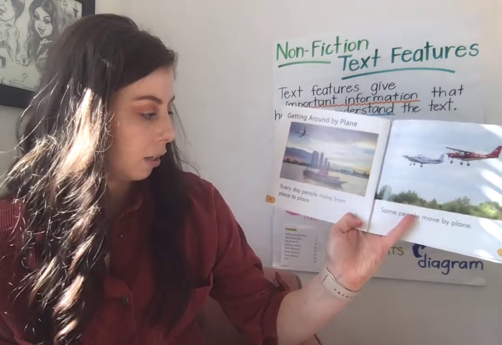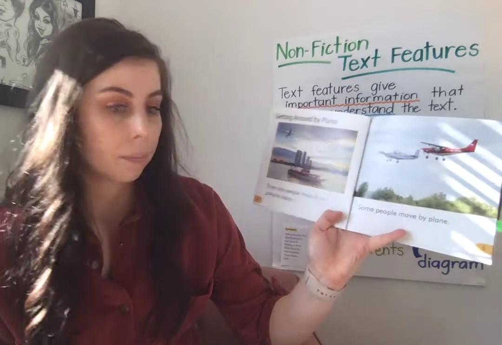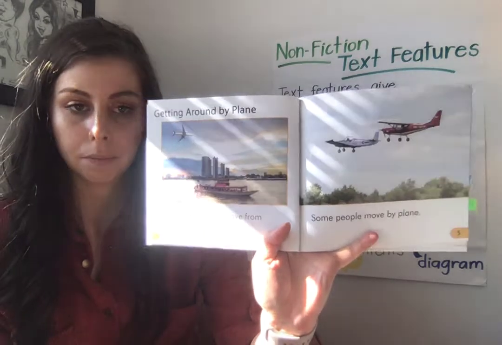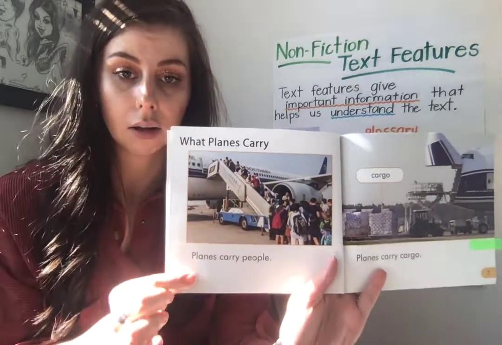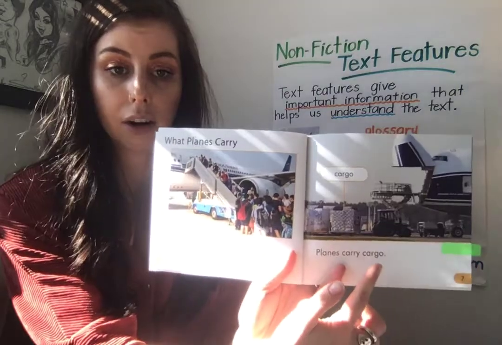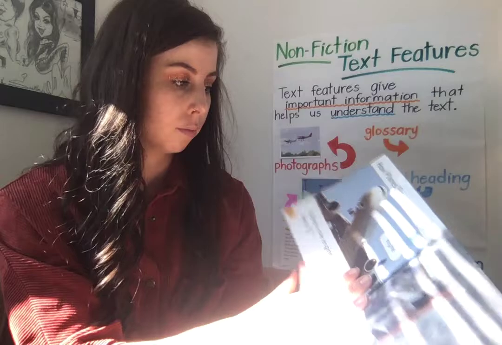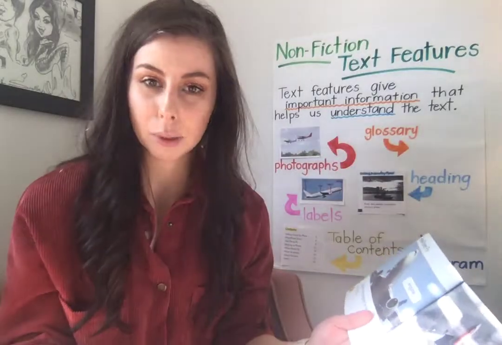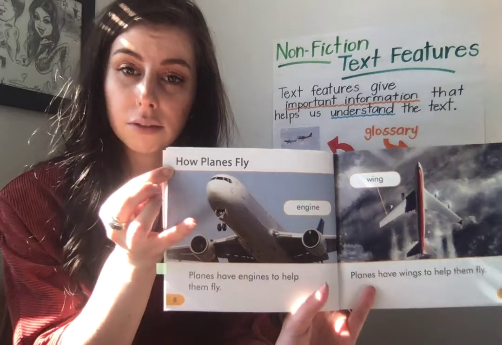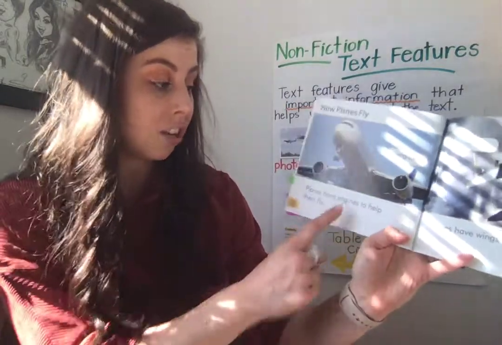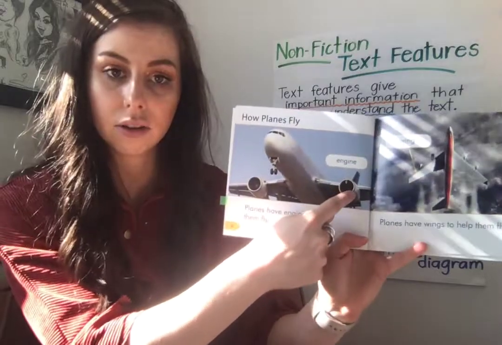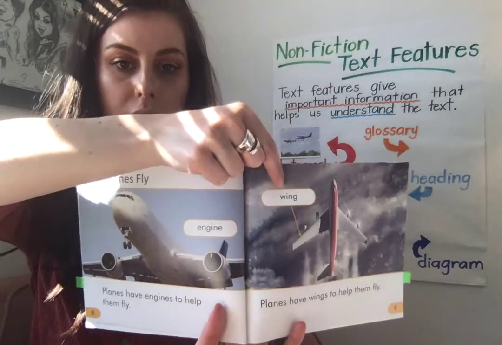Getting Around by Plane. Every day people move from place to place. Some people move by plane. What Planes Carry. Planes carry people. Planes carry cargo. See how that talked about all the things planes carry? Now this one is How Planes Fly. So this is going to talk about all the different ways that planes fly, or things that planes have to help them fly. Planes have engines to help them fly. Oh, I see a label labeling the engine. Planes have wings to help them fly. There's that other text feature, a label.